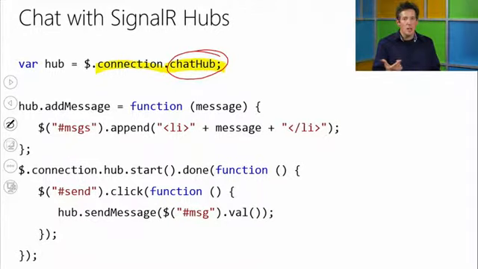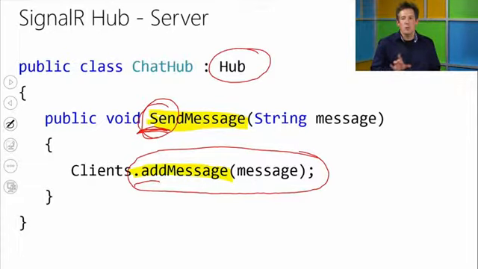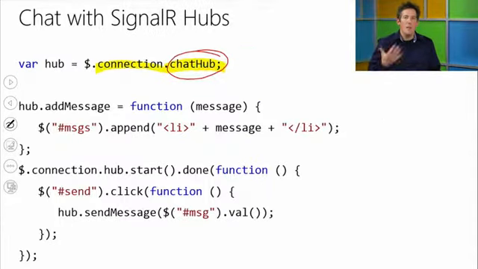In addition, if you remember, back on the previous slide, what we're trying to do is call a method on the client called addMessage. In order to call that method on the client, we need to register that method.